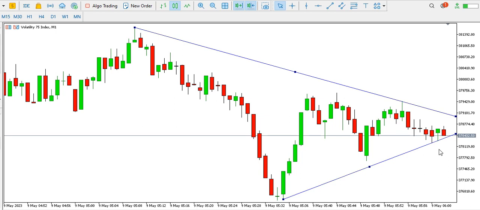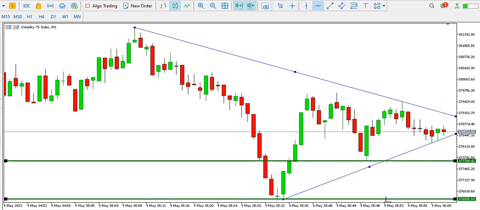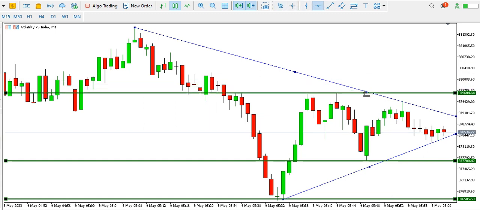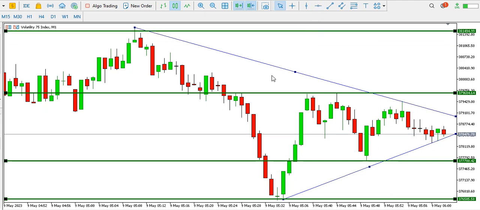Most likely price will break to the downside. If it breaks to the downside, price will target this particular area first before going to this low. But if it breaks to the upside, it will target this range top first before coming to this area. So that's that on the 1 minute time frame for volatility 75 index.